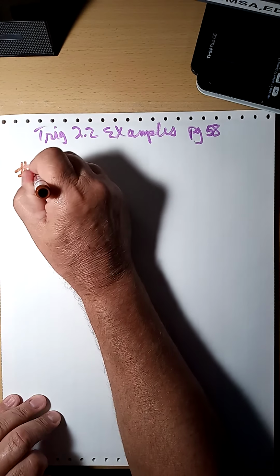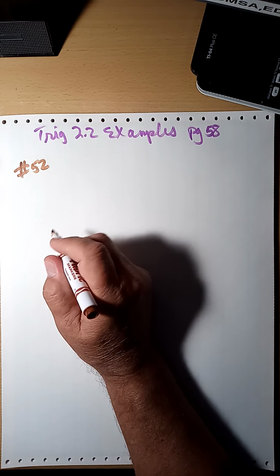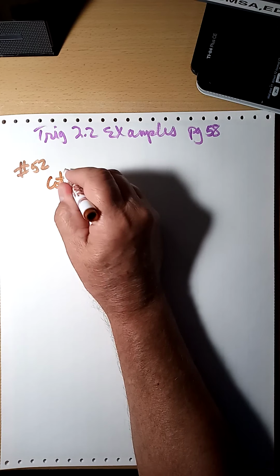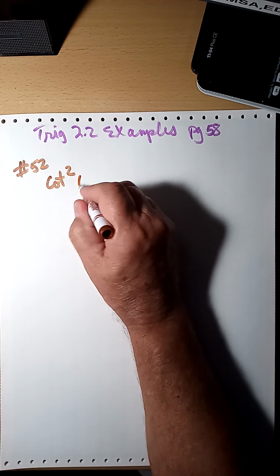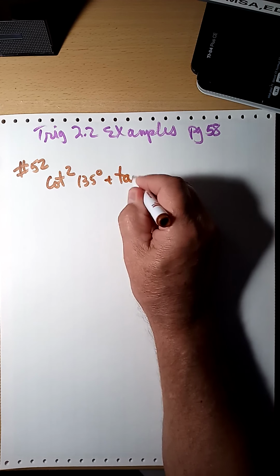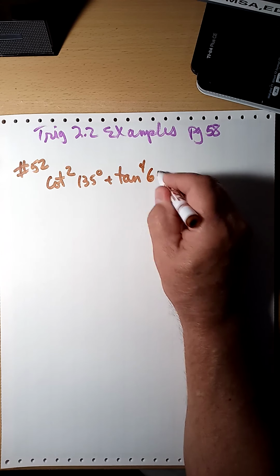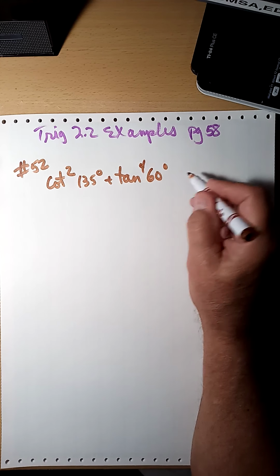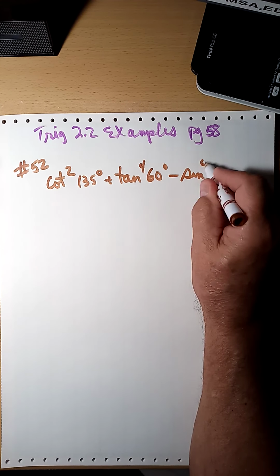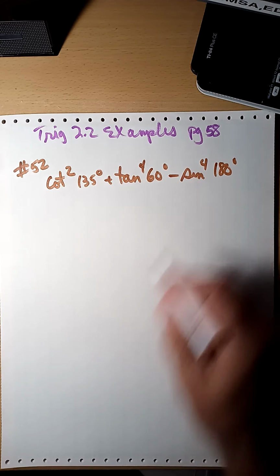Problem number 52. We want to evaluate each of the following. We're given the cotangent squared of 135 degrees plus the tangent to the fourth of 60 degrees minus the sine to the fourth of 180 degrees.